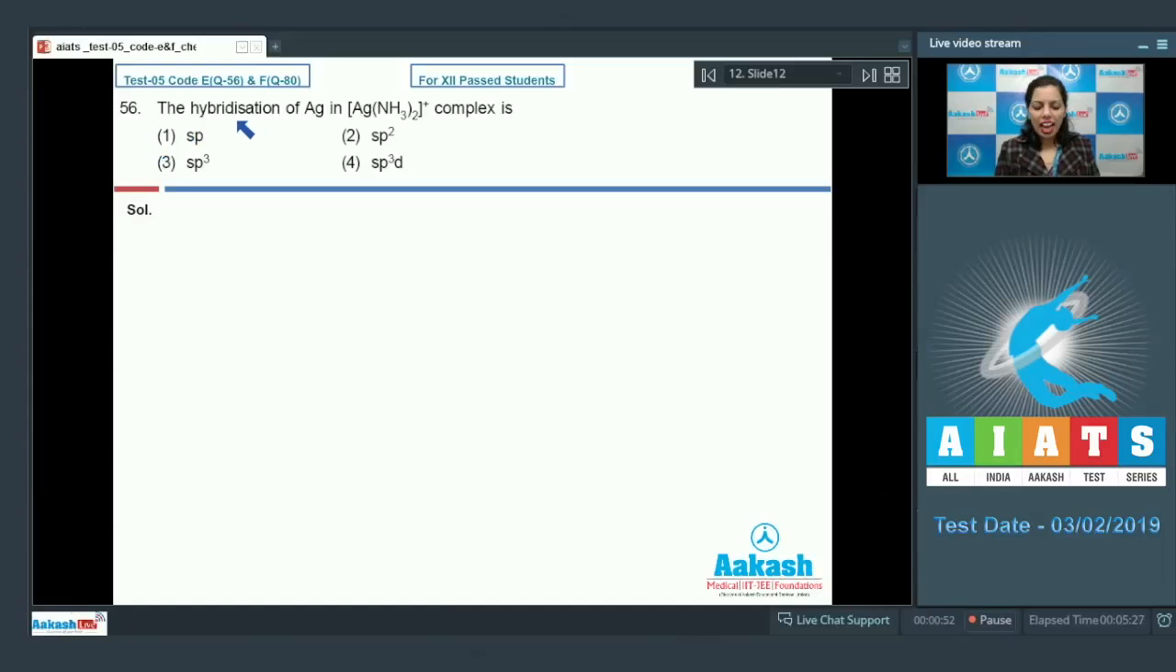Question number 56. The hybridization of silver in the given complex is. In the given complex, if we talk about the hybridization, we should know that the shape of this molecule is linear. And that gives you the clear idea that the hybridization of this complex is sp hybridization. And where this is given in option 1. And that's why for this particular question, the answer is option 1.